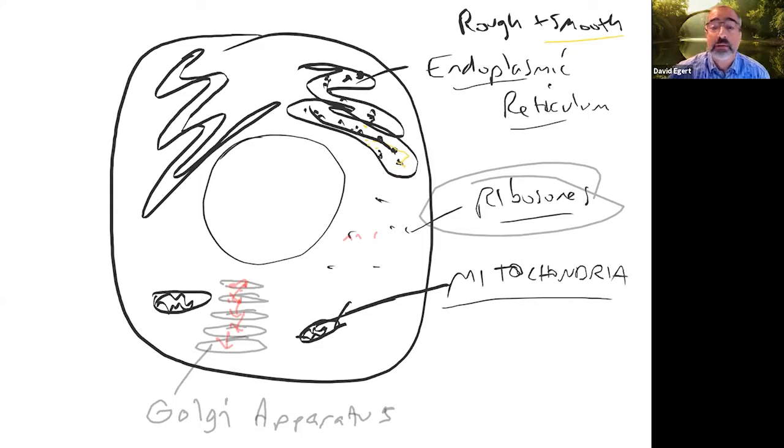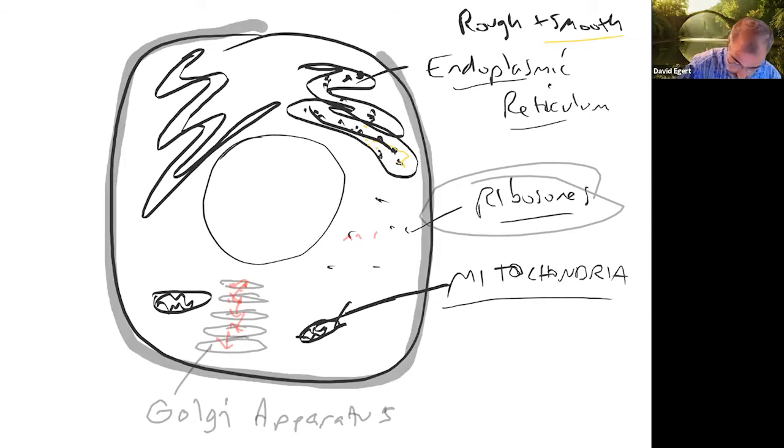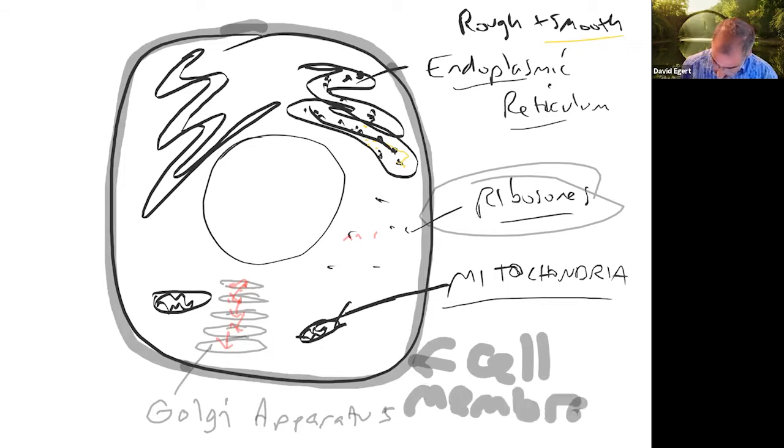What are other important organelles? Cell membrane. Yeah, the cell membrane is going to be hugely important in our class. The cell membrane has a few synonyms. Cell membrane, also called the plasma membrane, also called the plasma lemma.